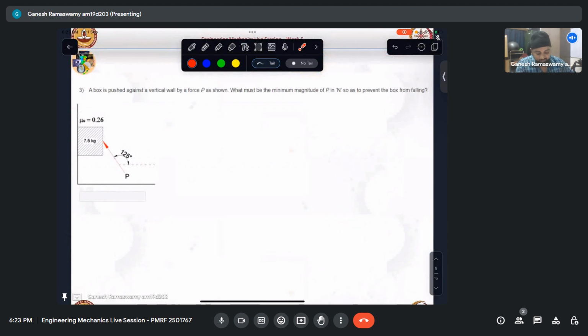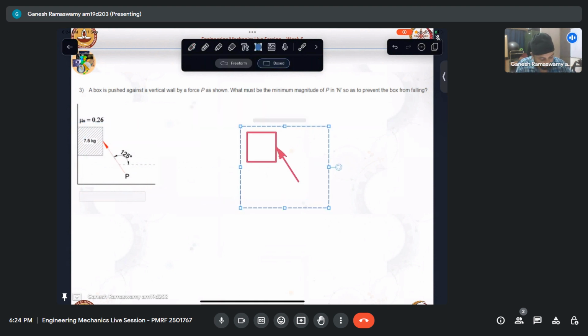A box is pushed against a vertical wall by a force P as shown. So there is a box and it is pushed against a wall. What must be the minimum force P so as to prevent the box from falling? So this is the clue to identify the friction direction. So basically we have the box here and then I have a force acting like that. Let me bring it here and blow it up a little bit.